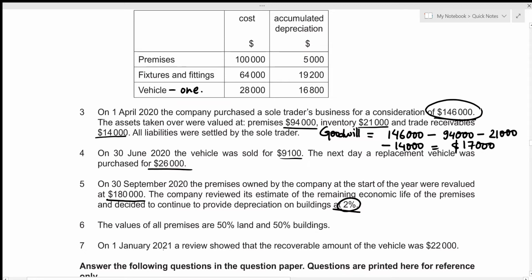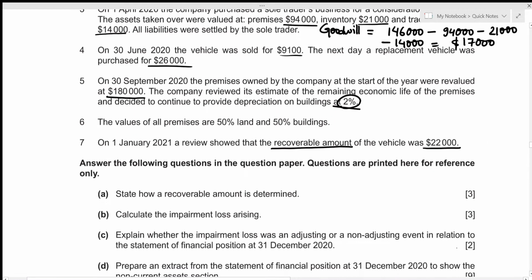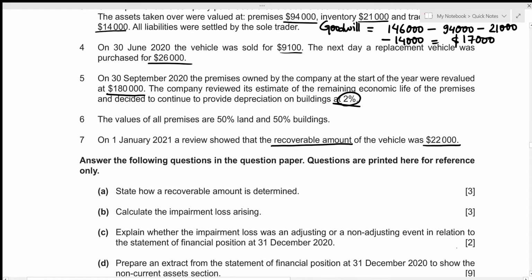Then on 1st January 2021, a review showed that the recoverable amount, which means the value that will actually be received of the vehicle, was 22,000. Let's move to the first question. We need to state how a recoverable amount is determined. So recoverable amount is basically the higher of the fair value and the value in use. Let's write it down.